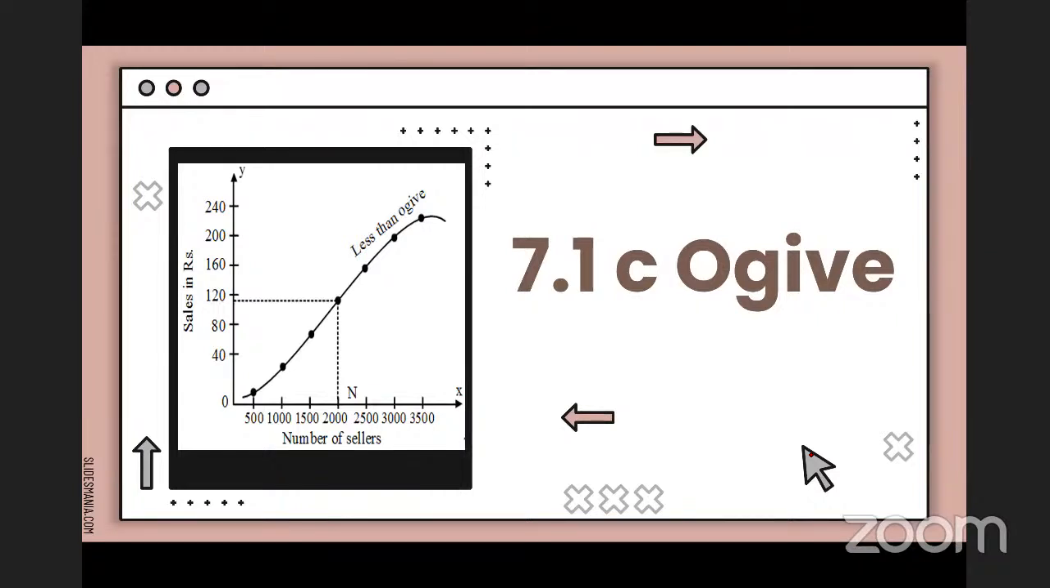Can you guys see my screen right now? Yes. All right.